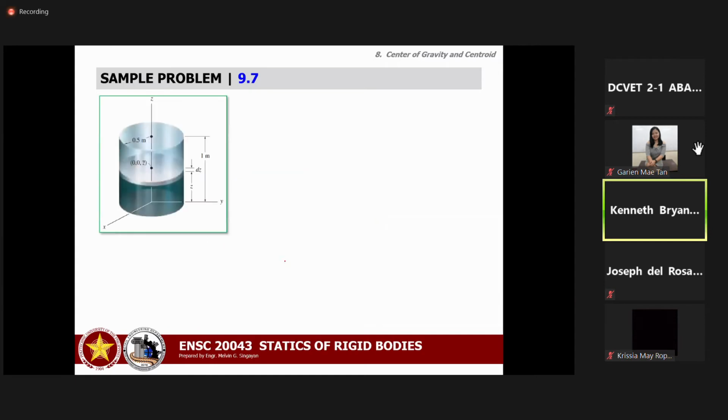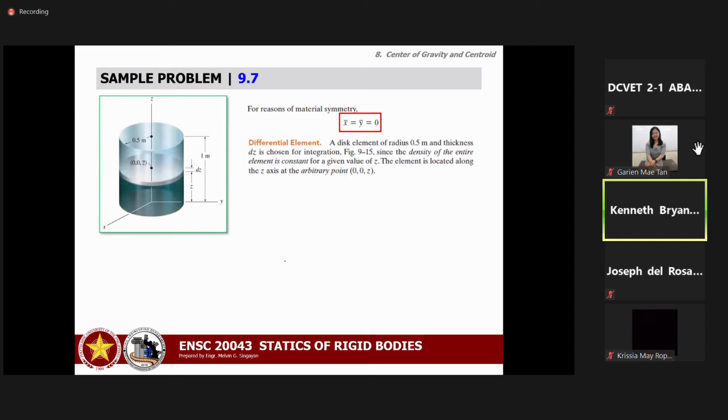Okay, so the differential element that will be considered is as in this also. Then for reasons of material symmetry, bar x and bar y are equal to 0. So for the differential element, a dV of radius 0.5 meter and thickness dz is chosen for integration. This is similar to the previous problem where we choose an element in the form of a thin disk. The element is located along the z-axis at the arbitrary point 0, 0, z. Then volume and moment arm. The volume of the element is dV is equal to pi times 0.5 squared dz. Take note, this is the area of the disk multiplied by the thickness dz, and its centroid is located at z curl is equal to z. The centroid of this thin disk is also equal to z.